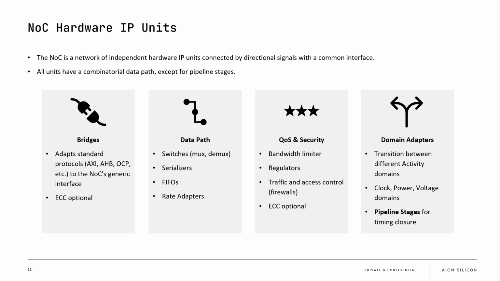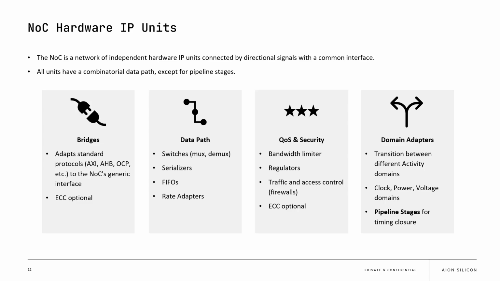features. And then the data path is what does the transport from the bridges, initiator bridges to target bridges. And the data path comprises switches such as muxes, demuxes, serializers, FIFOs, adapters, and so on. On performance, you have rate limiters, bandwidth limiters, regulators, as well as, for security, there is firewall support as well.